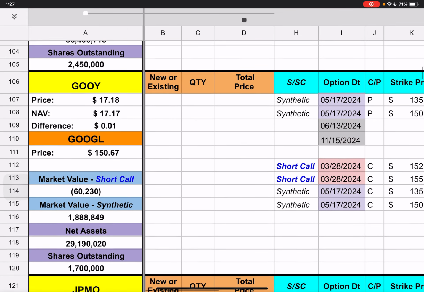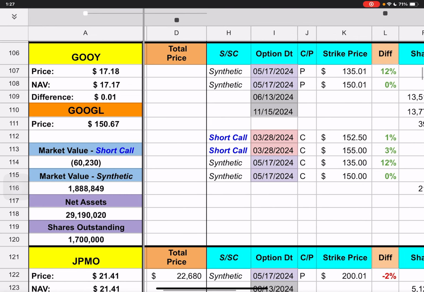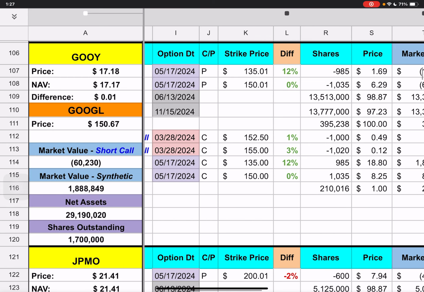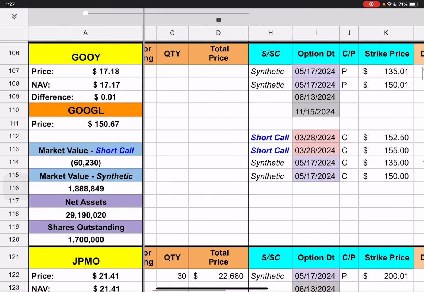GOOY closed at 17.18. Alphabet closed at 150.67. We have no trades to go over. We have two short calls that expire Thursday with strike prices of 152.50 and 155. We are currently 1 and 3% below those strike prices.